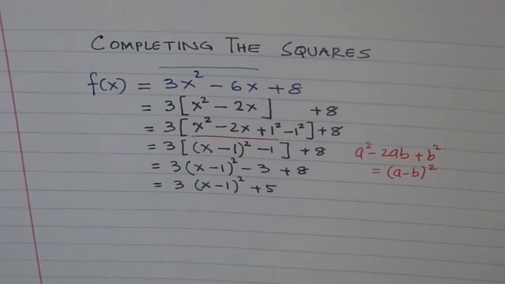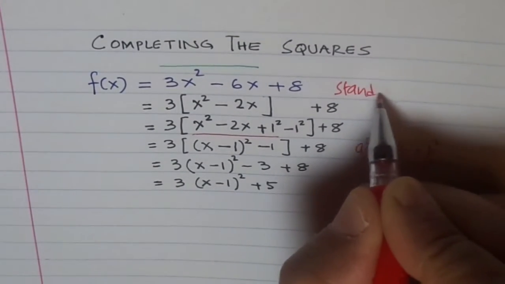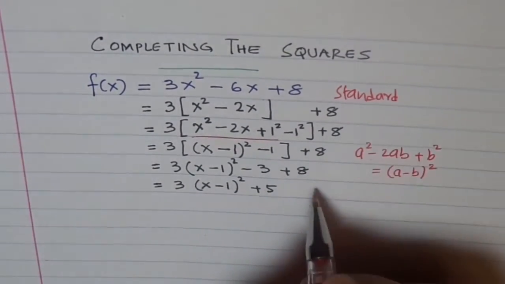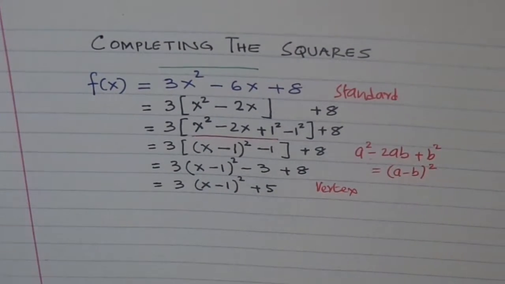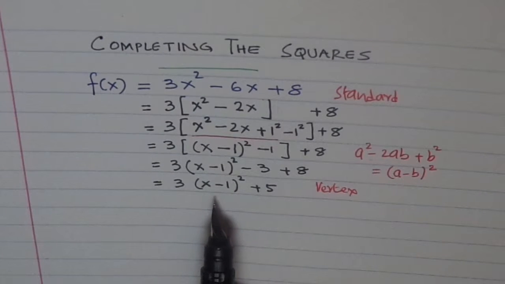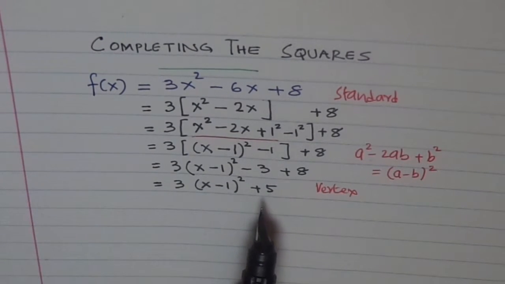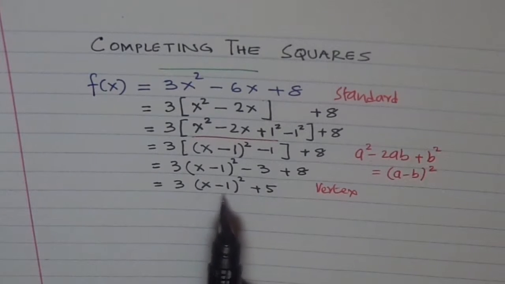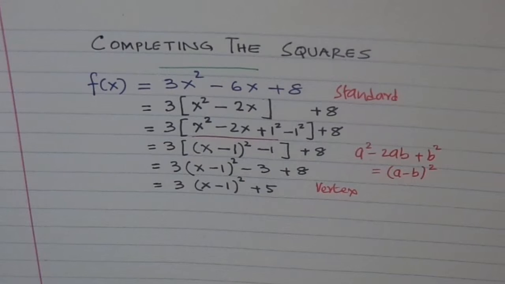So do you see, we started with standard form, right? This is standard form, right? And this is vertex form. Is that okay? Now from here we know this is a parabola whose vertex is at (1, 5), correct? And it opens upwards. And what are the steps? Steps are 3 times 1, 3, 5, 7.